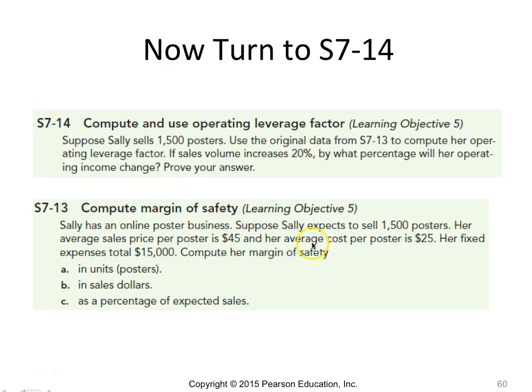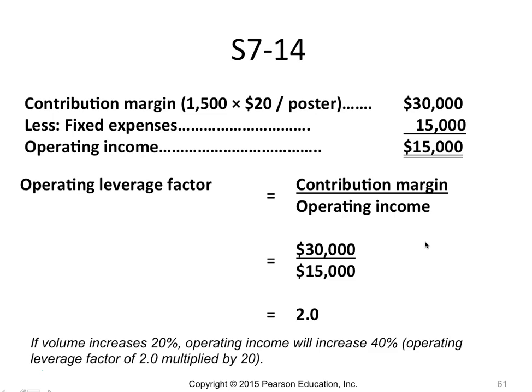and the average cost per poster is 25. So 45 minus 25 is 20. So our contribution margin will be 30,000. Fixed cost will be 15,000. So operating income is 15,000. So the leverage is 2. So it means if the volume increases 20%, operating income will increase 40%. The operating leverage factor is 2 multiplied by 20 here.